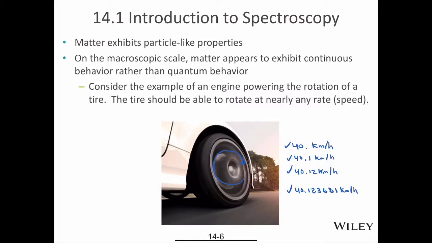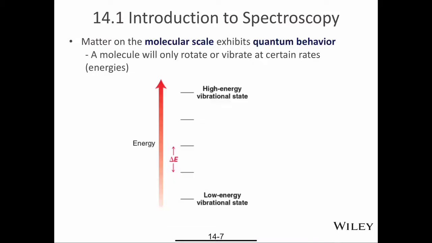The rotation of a molecule is going to be restricted to specific energy levels. And that concept is shown to us right here. So we have energy and we have different vibrational states. And the point is this: molecules exhibit quantum behavior. That means they can't vibrate at any energy level. They can only vibrate at specific energy levels. The rotation of a molecule appears to be restricted to these very specific energy levels that are shown here.